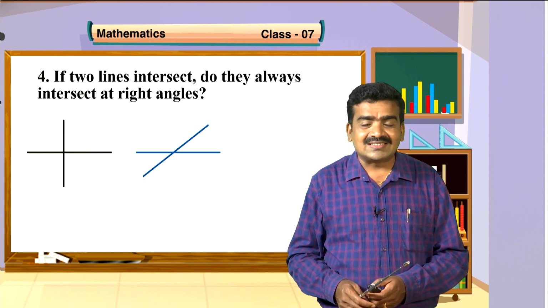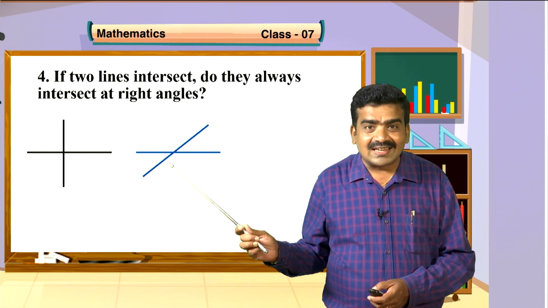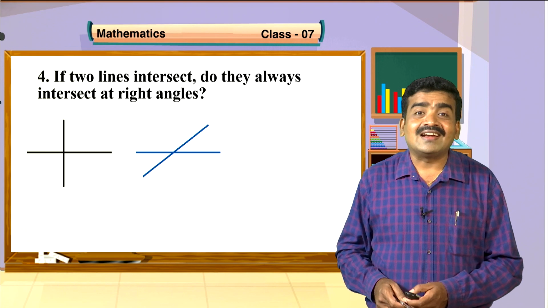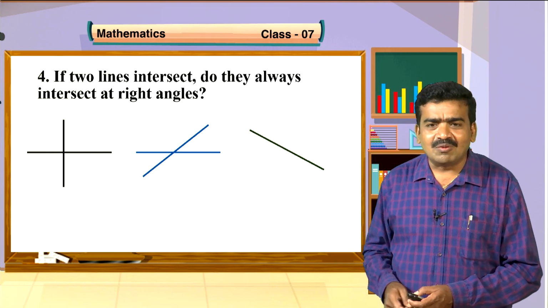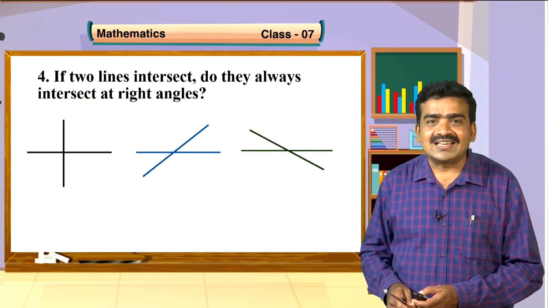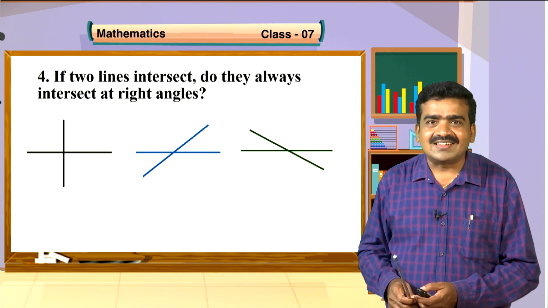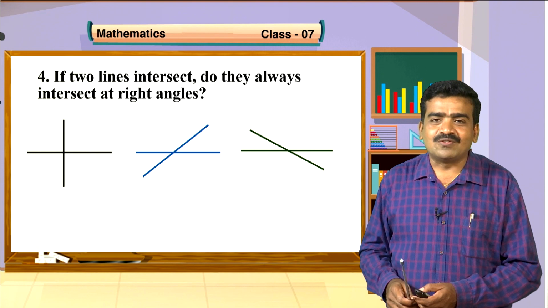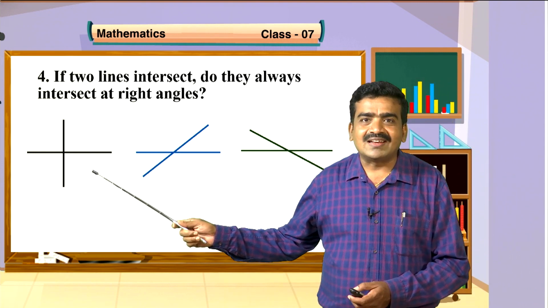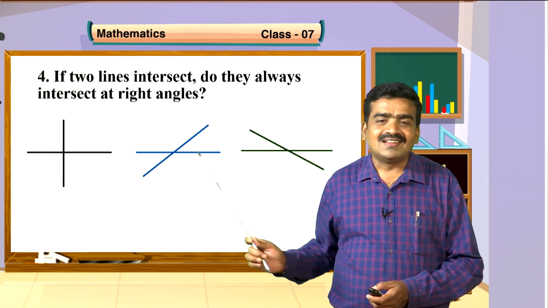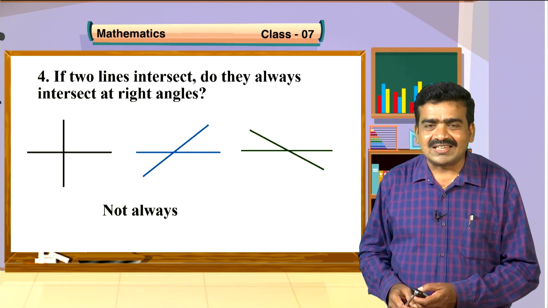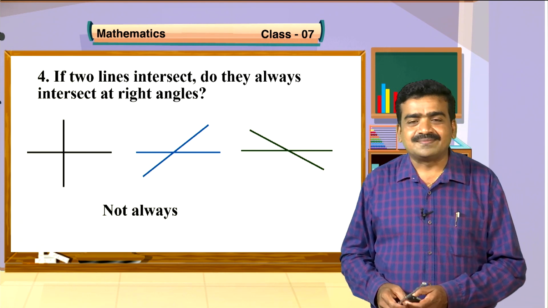Now take another example. What about in this case? In this case, they do not intersect each other at 90 degrees. Take one more example. In this case also, we could not find the angle between the two lines to be 90 degrees. So, only sometimes they intersect each other at a right angle, not always. Hence the answer to this question is not always.